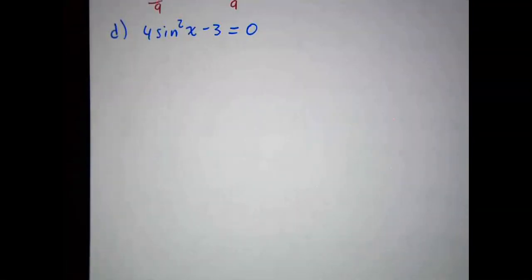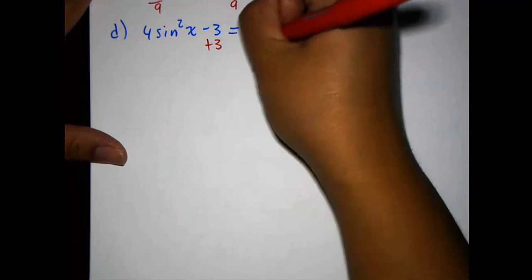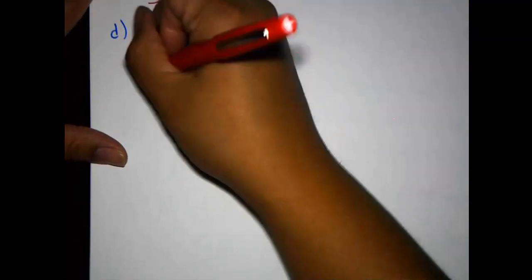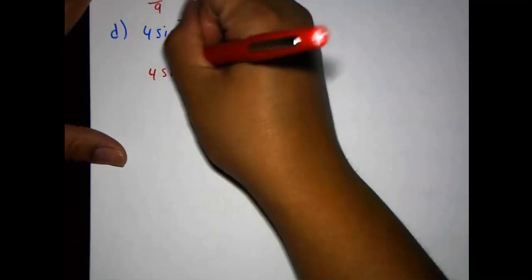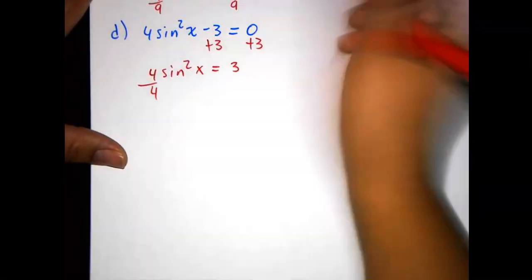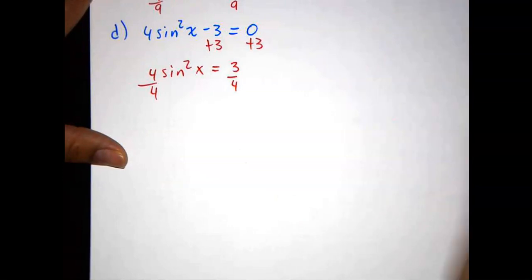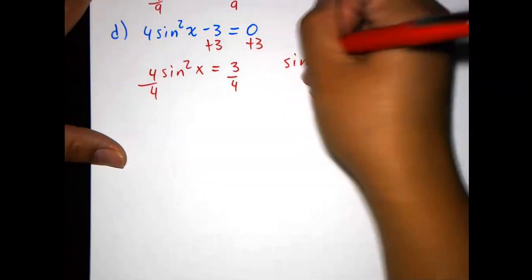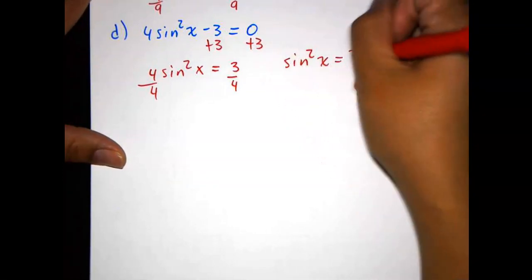Okay, I'm not doing B or C. I'm not going to put them on the test because I didn't go over them. So I skipped to D. So in this case, I'm going to add a 3 because I'm solving for sine. So then I have 4 sine squared of x equal to positive 3. I'm going to divide by 4. So now I got sine squared of x equal to 3 over 4.